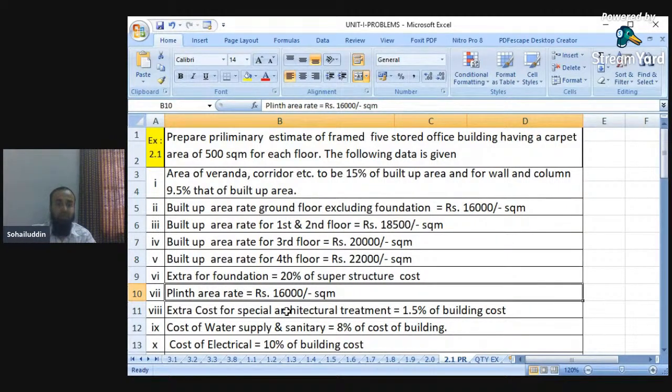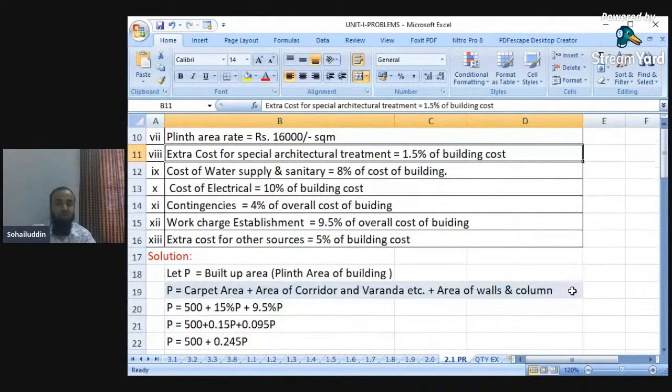The extra cost for special architectural treatment is again taken as 1.5% of the building cost. The cost of water supply and sanitary is taken as 8% of the cost of building, and the cost of electrification is taken as 10% of building cost. Contingencies as usual 4%, work charge establishment 9.5%, and extra cost for other sources 5% of the building cost.